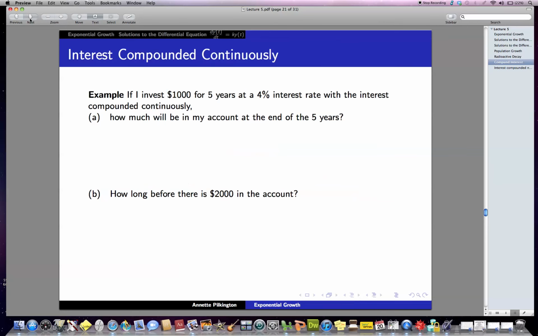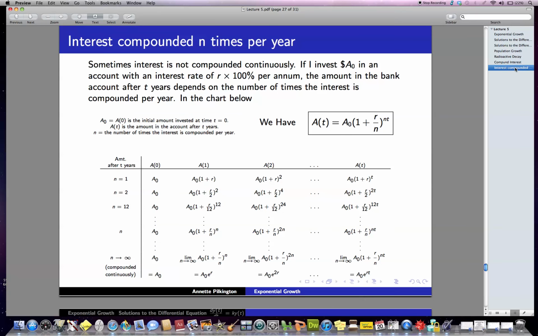And again, we'll look at some problems. If I invest an initial amount of $1,000 for 5 years at a given interest rate, how much will be in the account after 5 years, and how long before the account will grow to $2,000, say. Interest doesn't have to be compounded continuously. It might be compounded quarterly or monthly. And this all fits in with the continuous compounding in this manner.